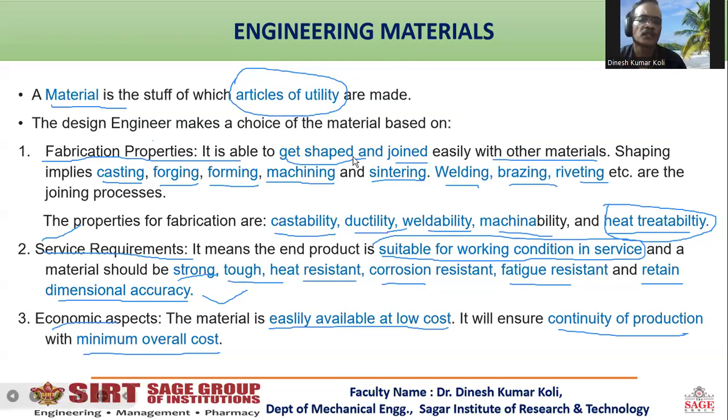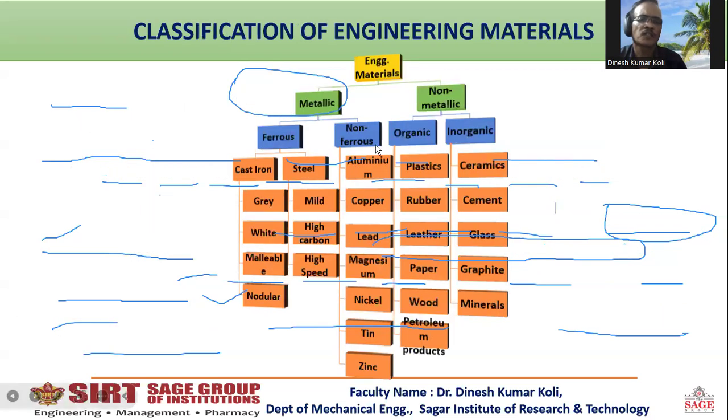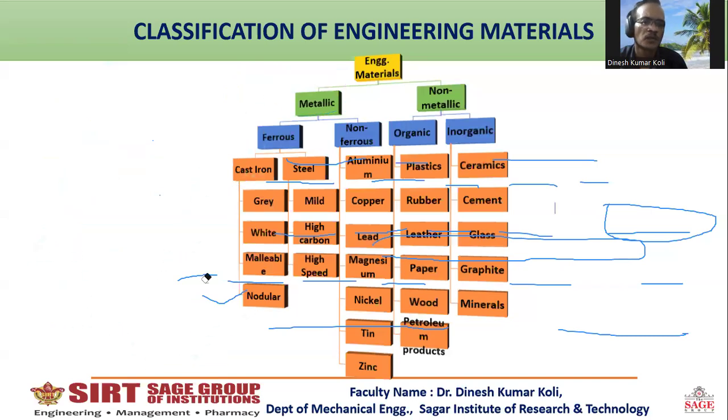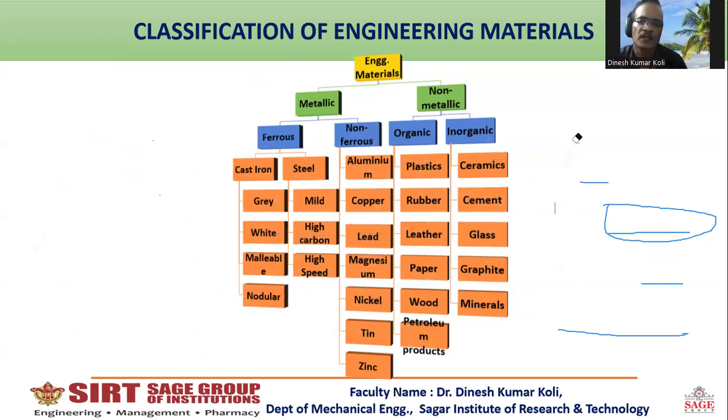Next one is the classification of materials. The materials available are of various types, but for engineering purposes we use different types of material. So we will take them one by one.